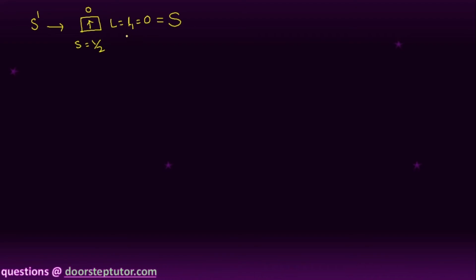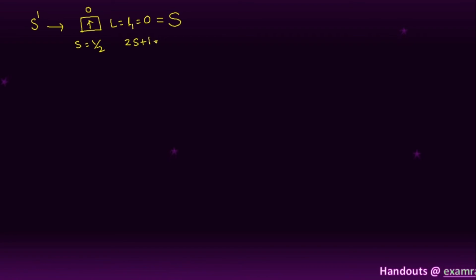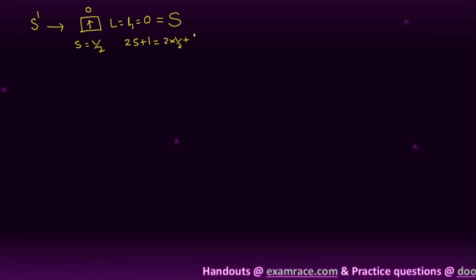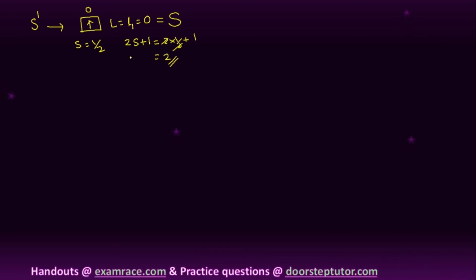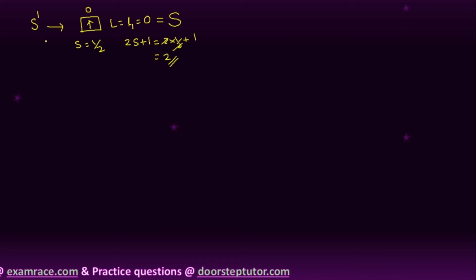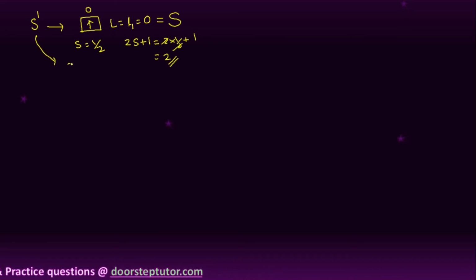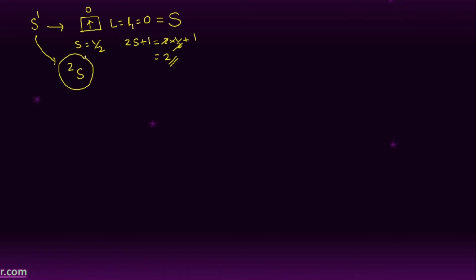So 1/2 plus 0 is equal to 1/2. Therefore the spin multiplicity 2S plus 1 is equal to 2 into 1/2 plus 1, that is equal to 2. The spin multiplicity value is 2. So the term symbol is 2S. Clear, students? The term symbol is 2S, right?